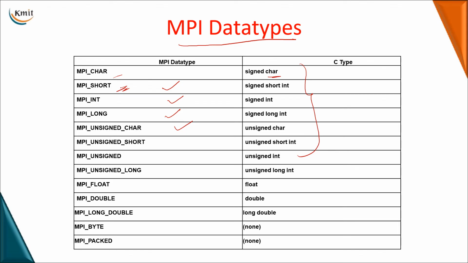MPI unsigned short is nothing but unsigned short int. Then MPI unsigned int, MPI unsigned long, MPI float, MPI double, MPI long double, MPI byte, and MPI packed. So these are the different data types that can be used when you want to perform some numerical calculations while sending the data from core 1 to core 2.